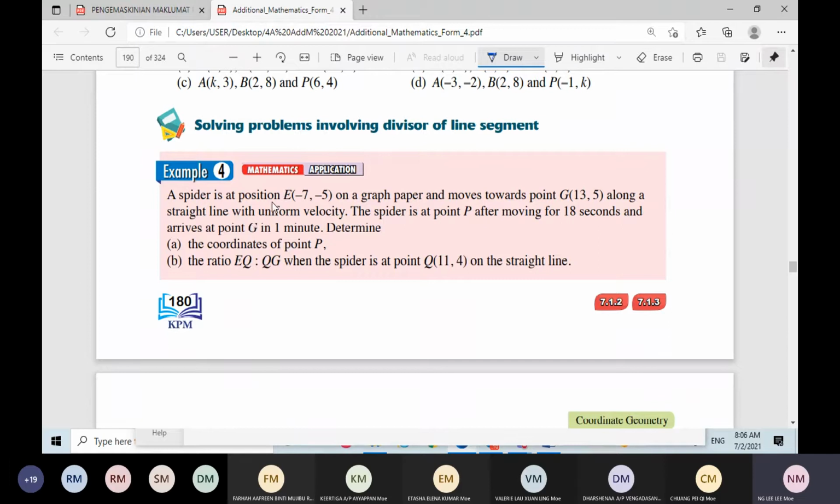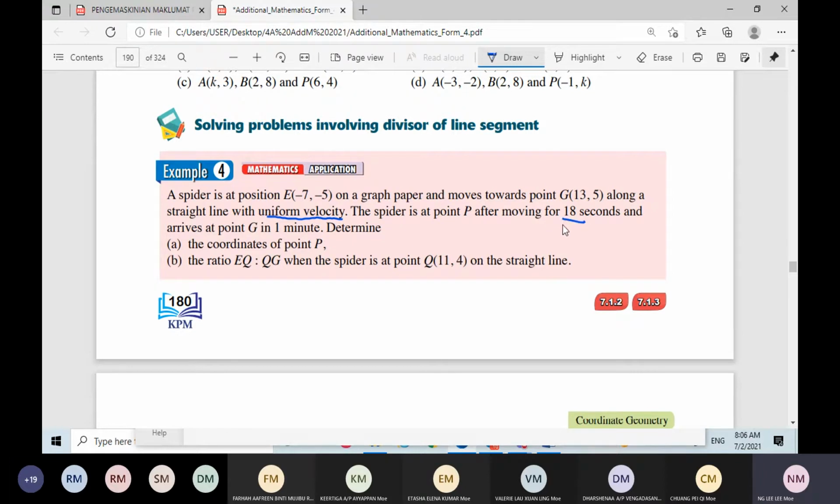A spider is at position E(-7, -5) on the graph paper and moves towards a point G(13, 5) along a straight line with uniform velocity. So it means the velocity is the same, the movement is not speeding up. Uniform speed means the speed is always the same. The spider is at point P after moving for 18 seconds. After 18 seconds, it moved from E to P.